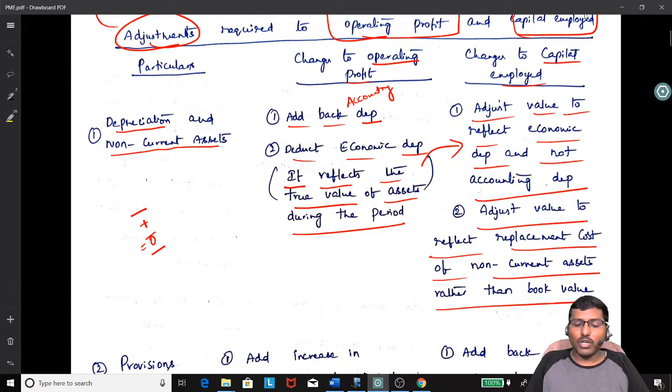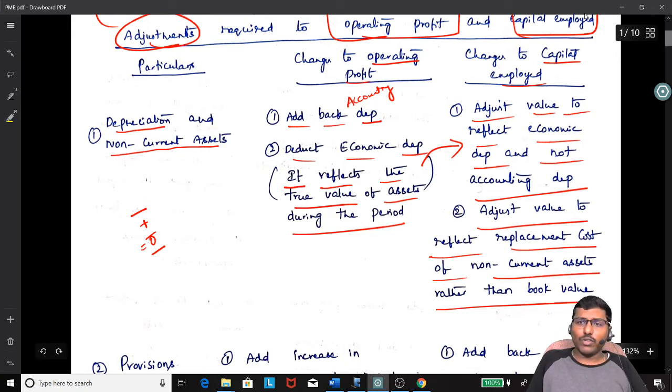So what do you mean by replacement cost? I have a non-current asset with me today. If I have to buy it today, or if I have to replace it, then I have to buy it and then replace it, which is nothing but today's market price, correct? So replacement cost actually reflects the real value of non-current assets today rather than the book value, which is a historical value. You got it?